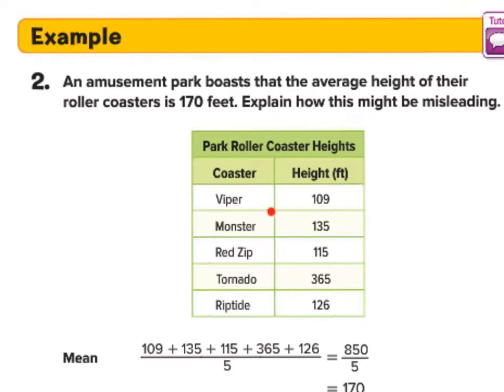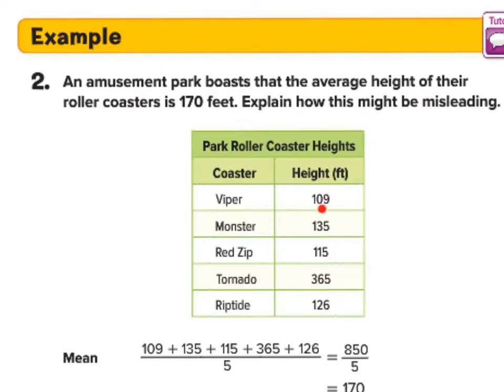But really, when you look at the Viper, it's way lower, Monster is way lower, Red Zip is way lower, and the Riptide is way lower. The only one that is huge is the Tornado. So this one roller coaster is bringing the average up of all the other ones.